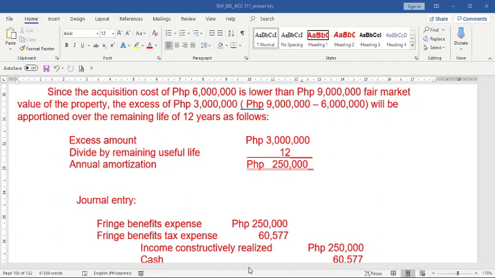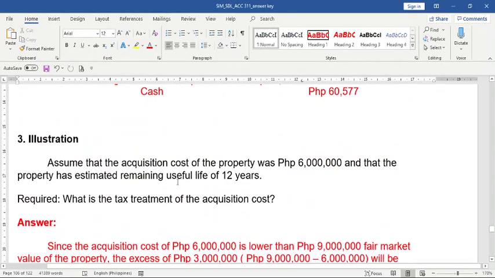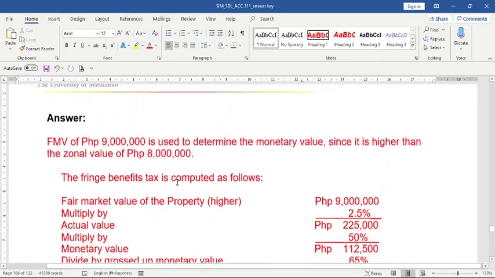Okay? So I hope that is clear. Fringe benefit expense is only the treatment there. But in computing your FBT, it is not included. It applies only to our second illustration.